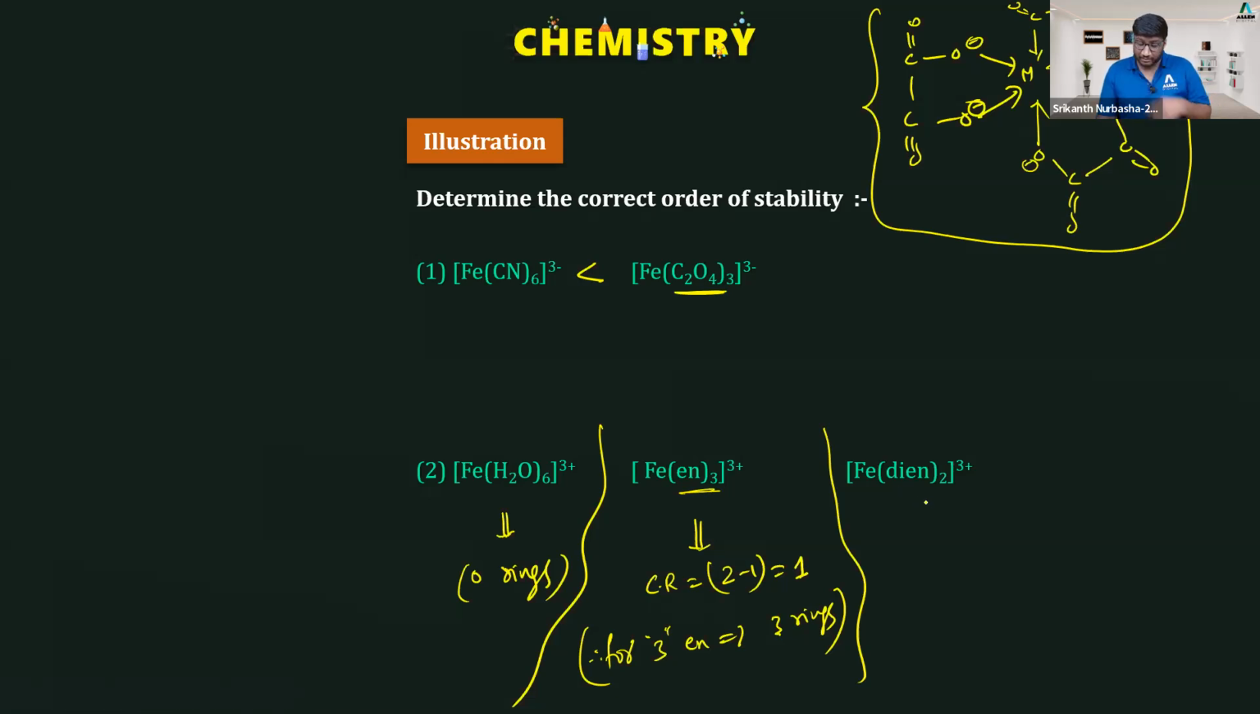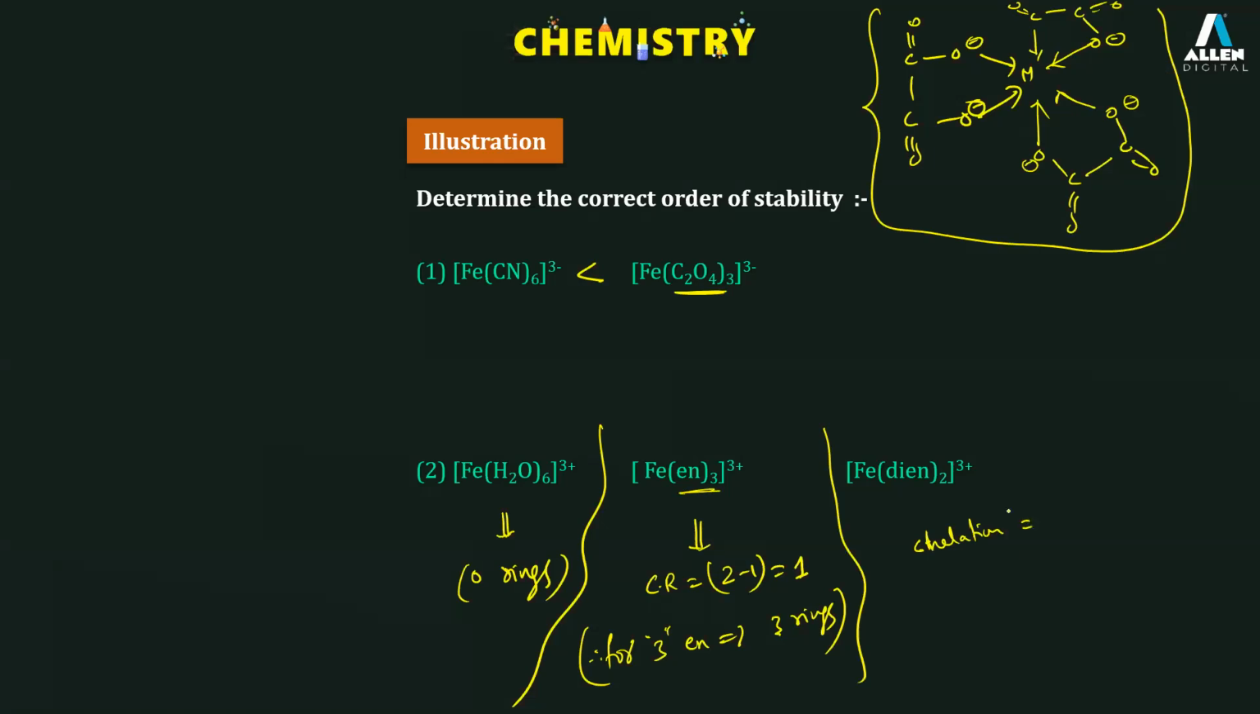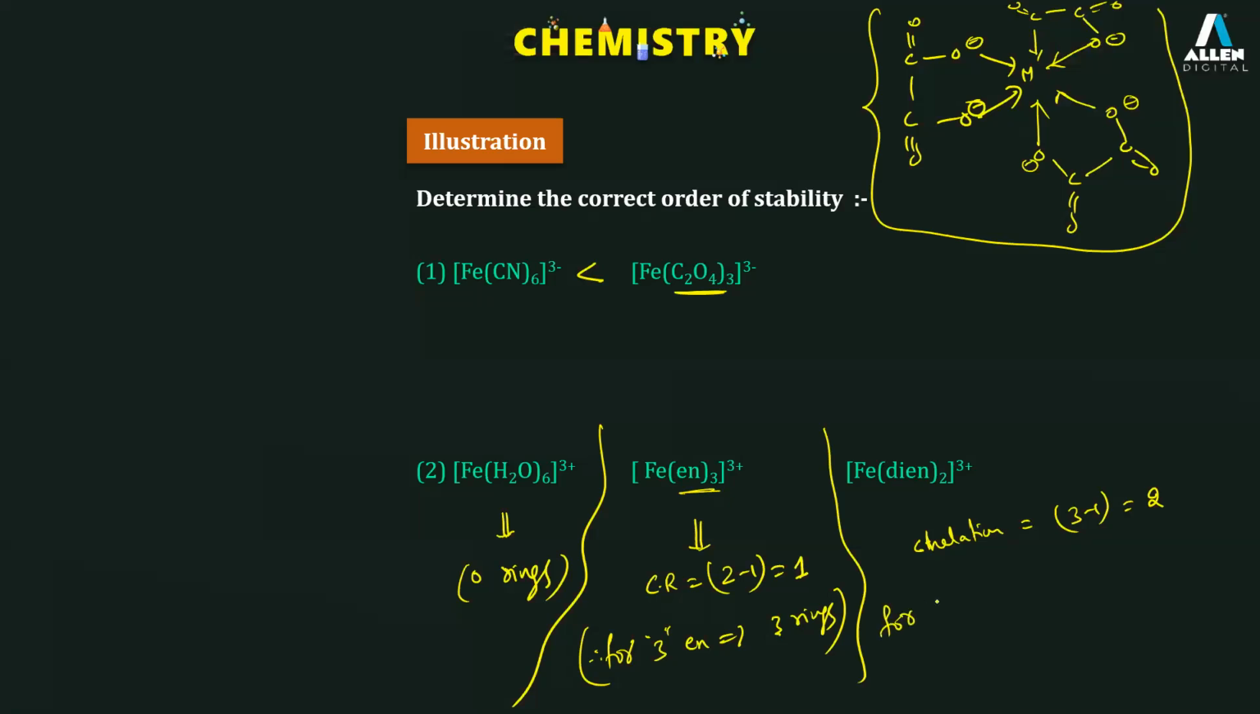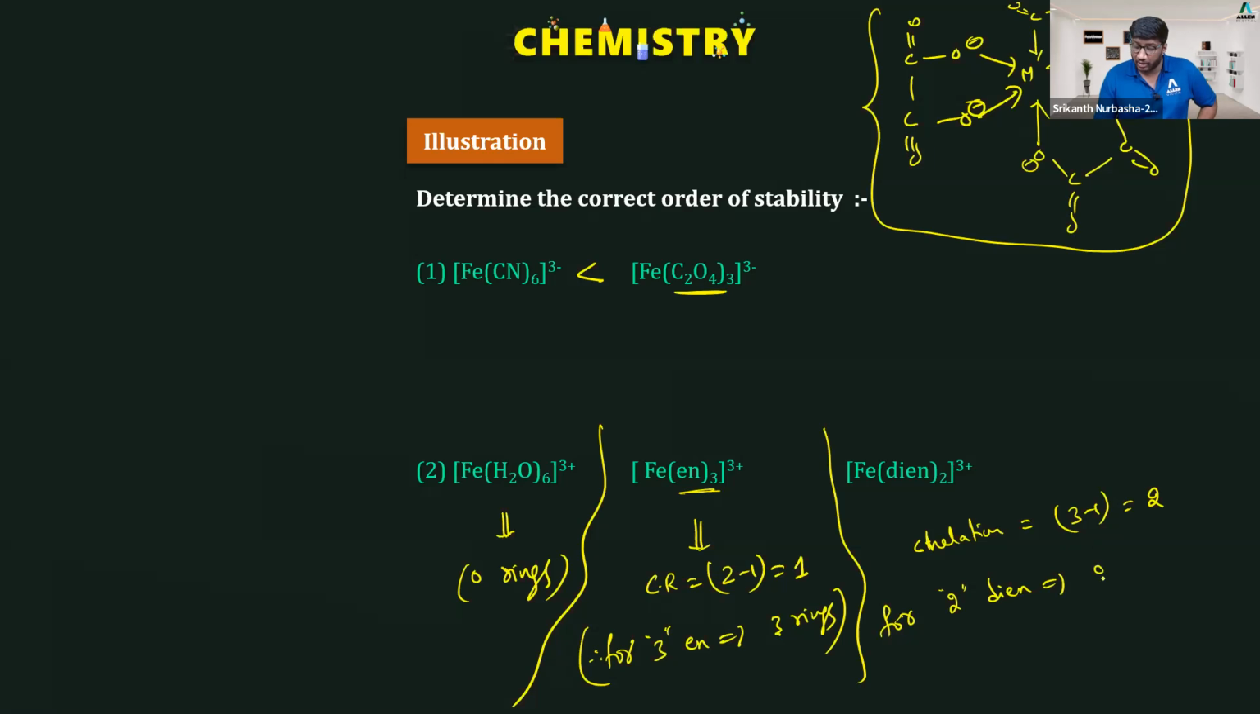Diethylenetriamine. So what is the number of chelate rings? 3 minus 1, that is equal to 2. So 2 rings are going to be formed from each diethylenetriamine. How many such diethylenetriamines are there? For 2 dien, you will be getting 2 into 2, that will be 4 rings.